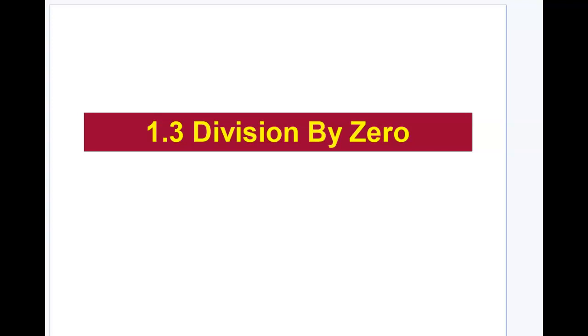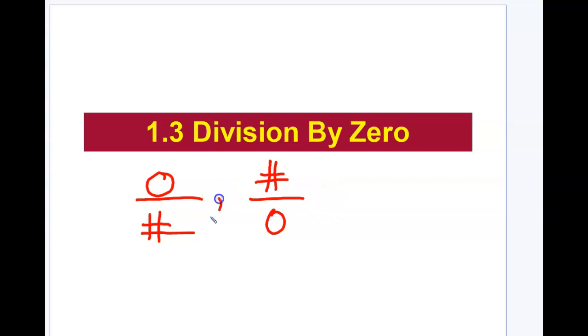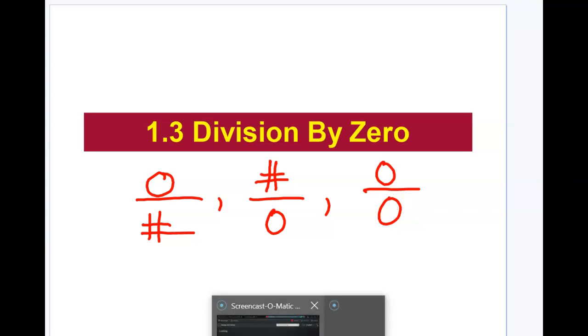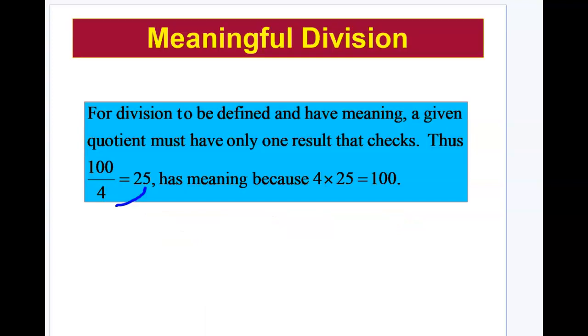In section 1.3, we're going to study the concept of division by zero. So basically, at the end of this lesson, we're going to understand if an x value makes a rational function be 0 over some number, or if an x value makes my rational function be some number over 0, or if an x value makes my rational function end up being 0 over 0, there's going to be different implications for each of these. So we are going to look at each of these different implications.